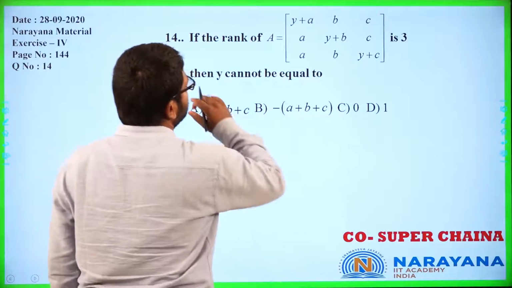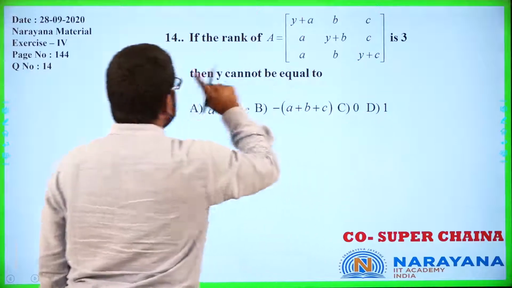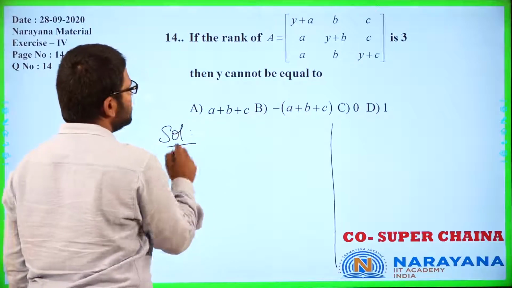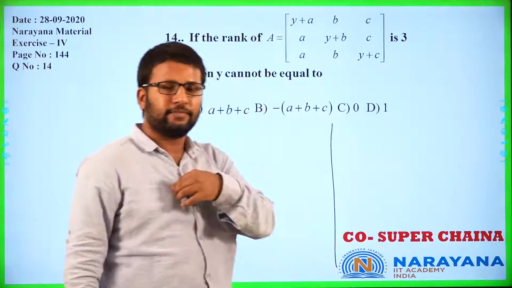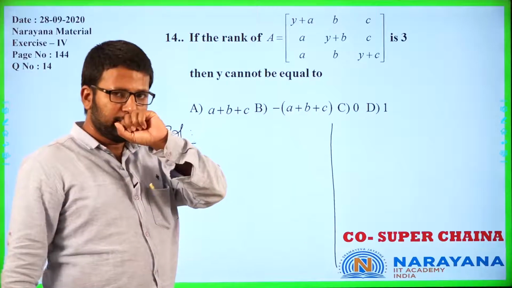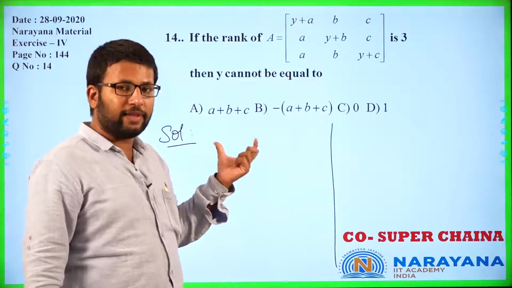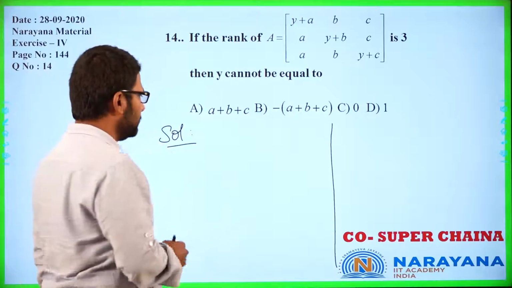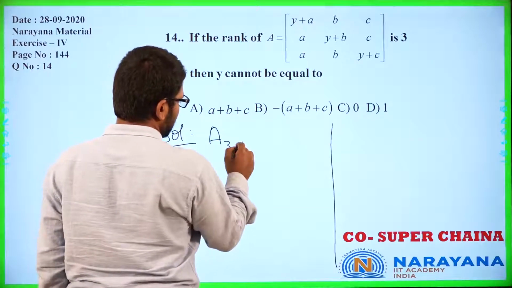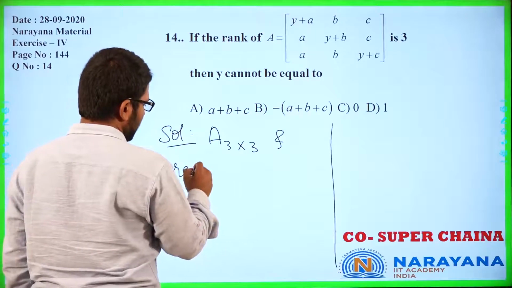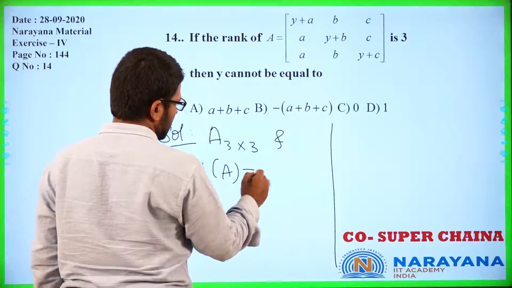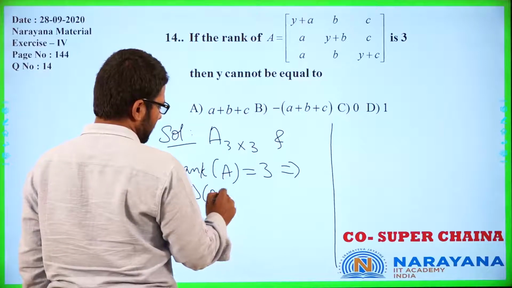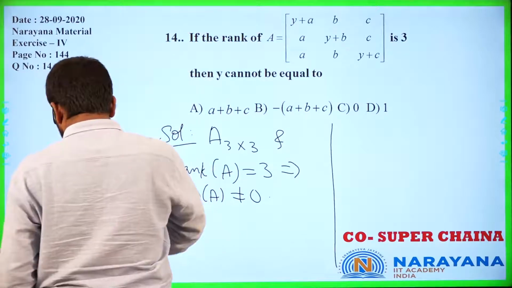If rank of A, where A is this given matrix, is 3, then Y cannot be equal to. Very interesting. Question says rank of A is 3 already. What can you conclude? A is a 3 by 3 matrix. If rank is equal to order, that means determinant must be non-zero. Right? So, A is 3 by 3 and rank of A equal to 3, which means determinant of A is not equal to 0. Okay, let's just say mod A.